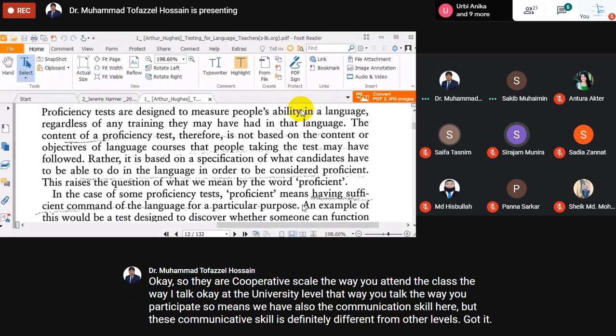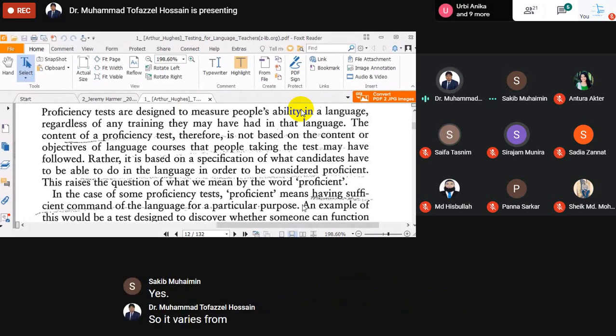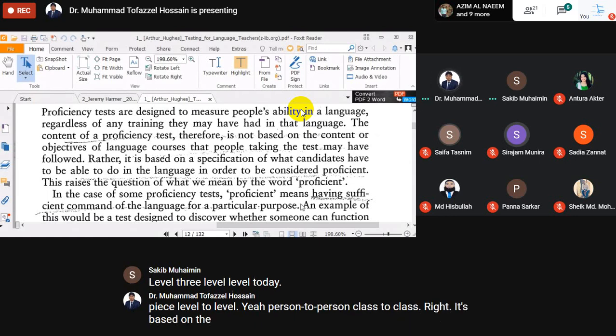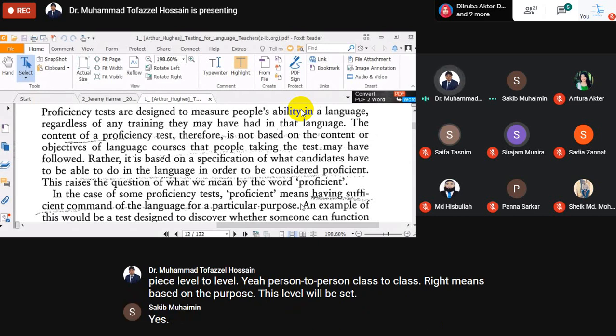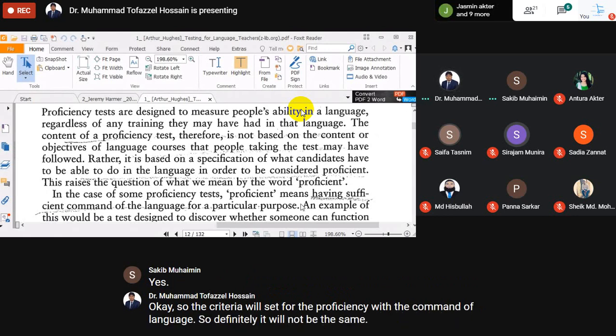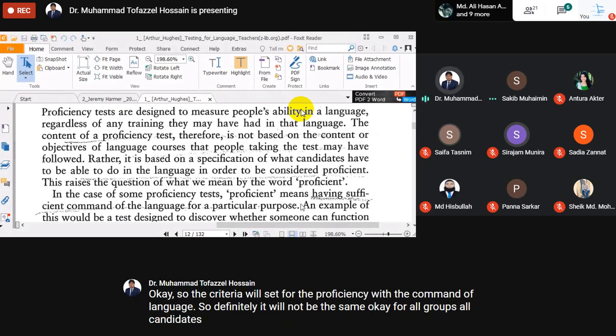Got it? Yes. So it varies from situation to situation, from objective to objective, level to level, person to person, class to class, right? Based on the purpose, this level will be set. So the criteria we set for proficiency, the command of language, will definitely not be the same for all groups, all candidates. Have you got the answer? Yes, sir.